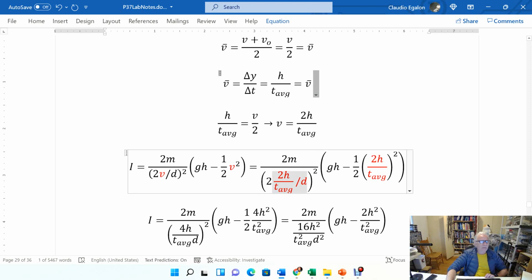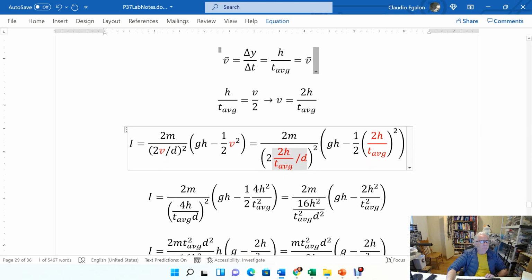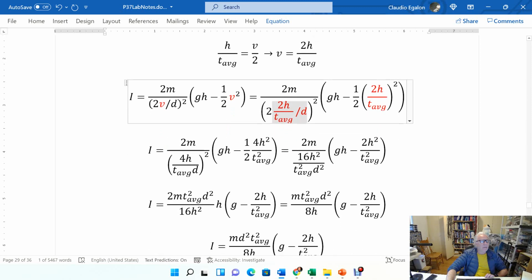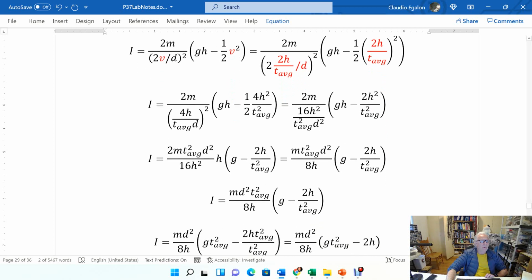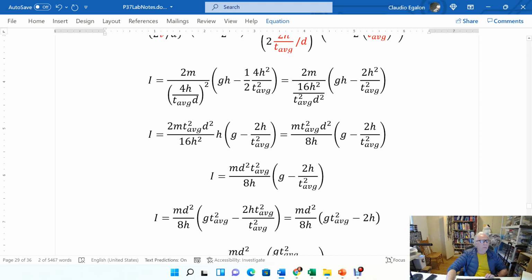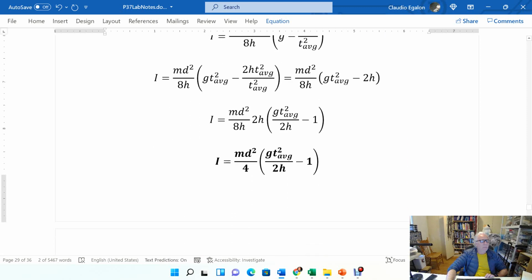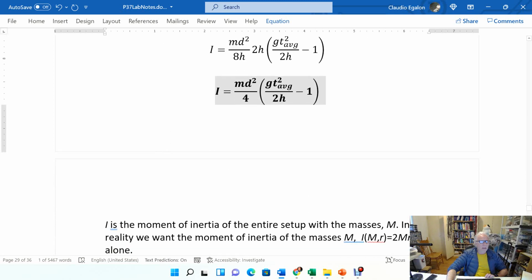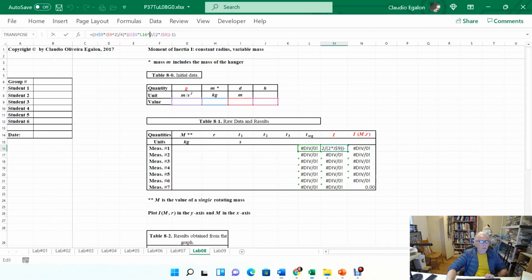Okay, I can simplify that. It's just a matter of doing mathematical manipulations here now, because the trick was this one here. T average, and that's what we get. This formula is the one that you see there in the spreadsheet, right in here.